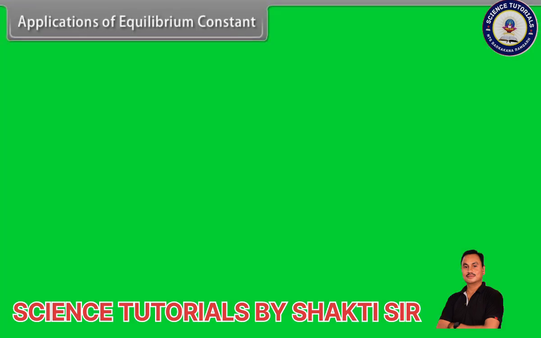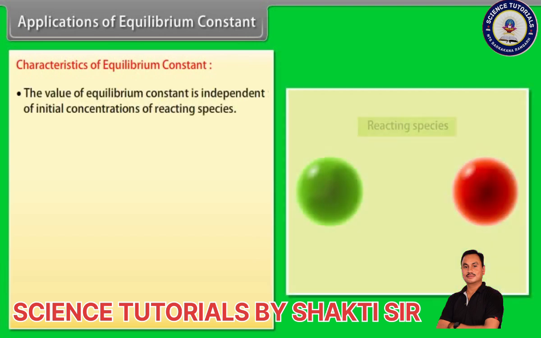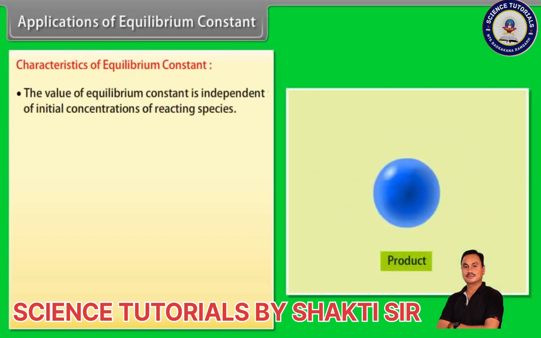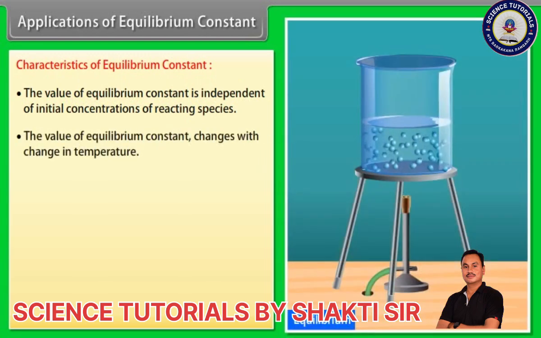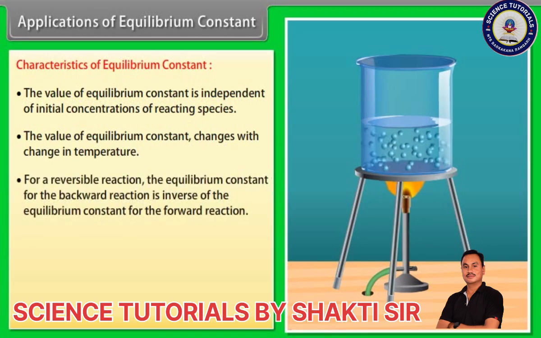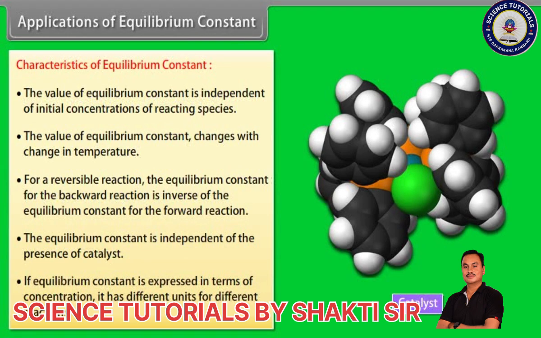Applications of equilibrium constant. Characteristics of equilibrium constant. The value of equilibrium constant is independent of initial concentrations of reacting species. The value of equilibrium constant changes with change in temperature. For a reversible reaction, the equilibrium constant for a backward reaction is the inverse of the equilibrium constant for the forward reaction. The equilibrium constant is independent of the presence of catalyst. If equilibrium constant is expressed in terms of concentration, it has different units for different reactions.